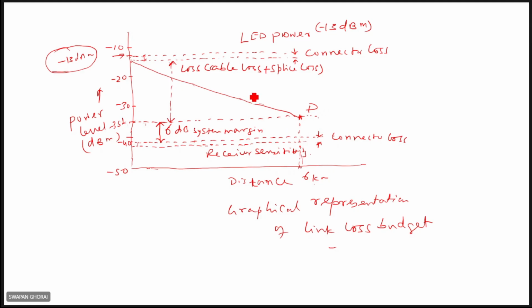So graphically also you can determine it. I mean, it is very simple. This is the connector loss. This is the 6 dB margin, and if you extend this line, somewhere it will intersect this line. Where it intersects will give you the maximum distance that is possible with the chosen components.